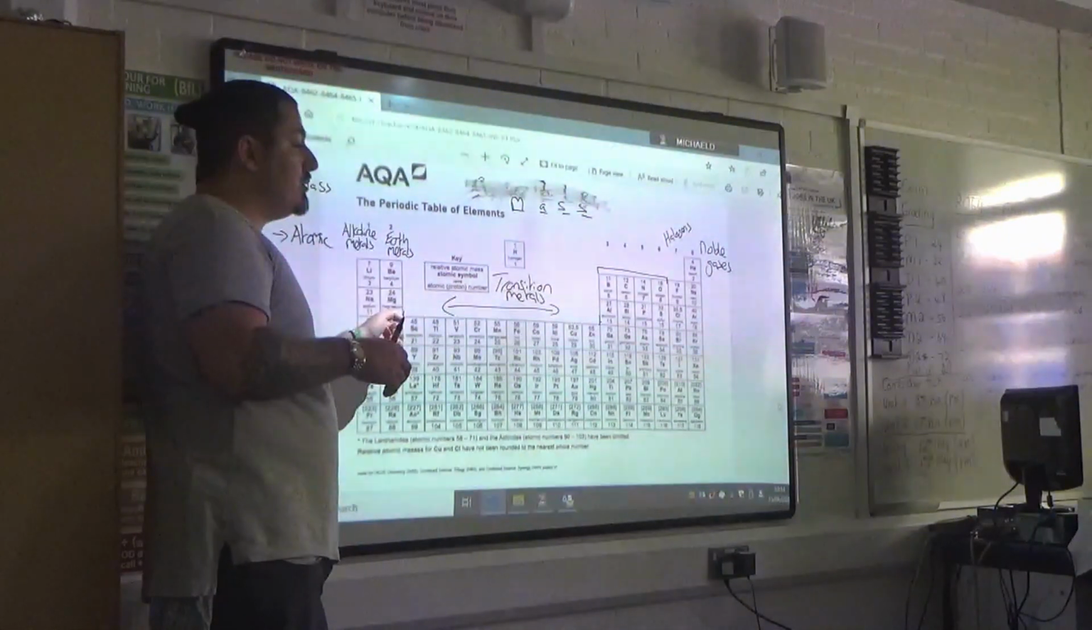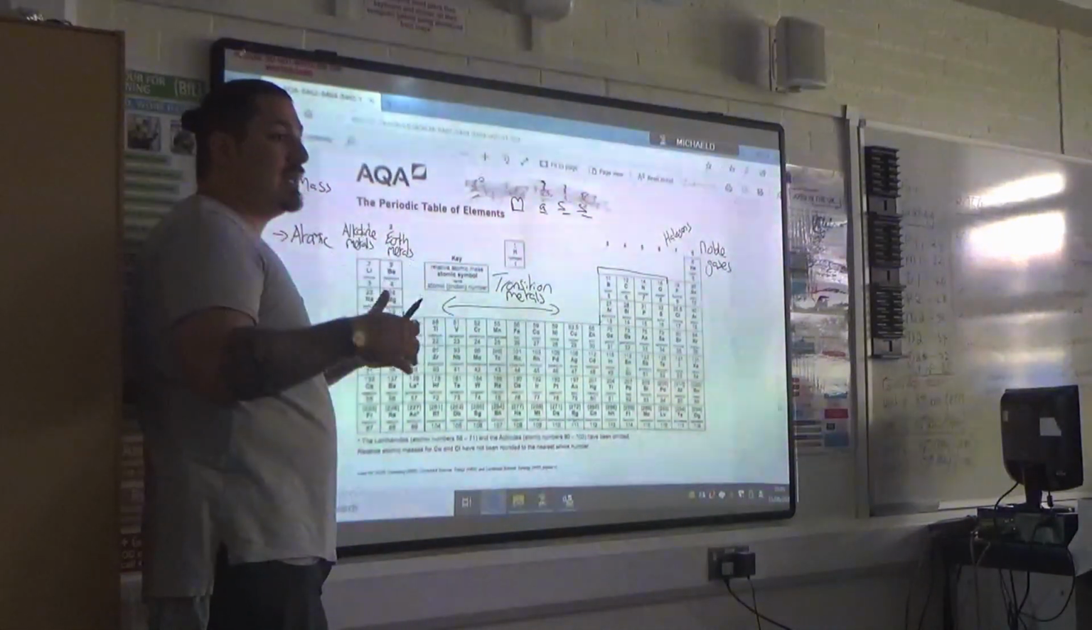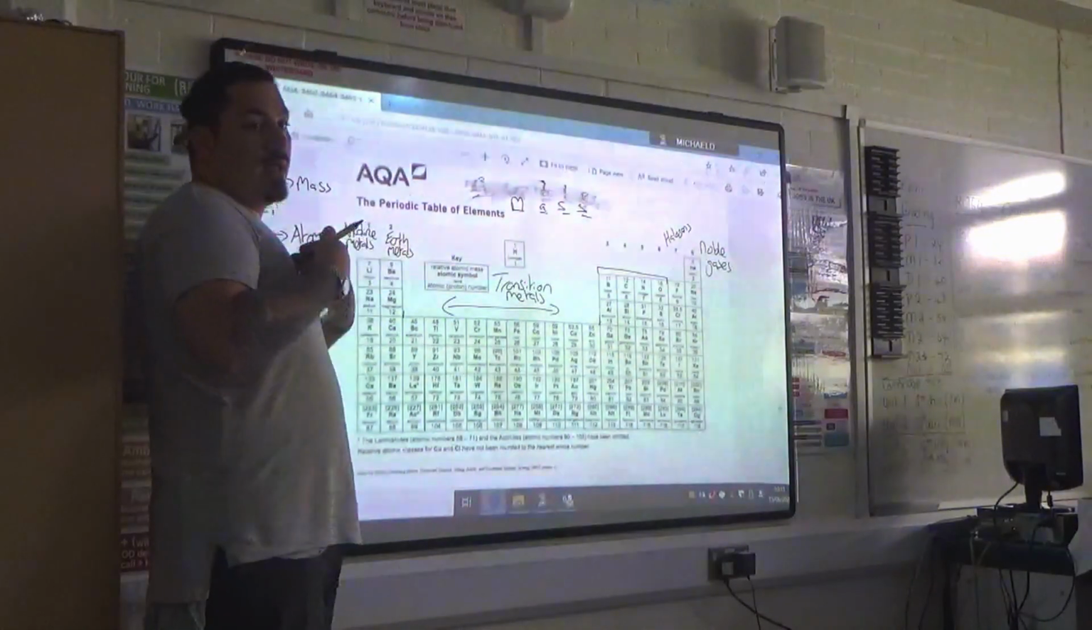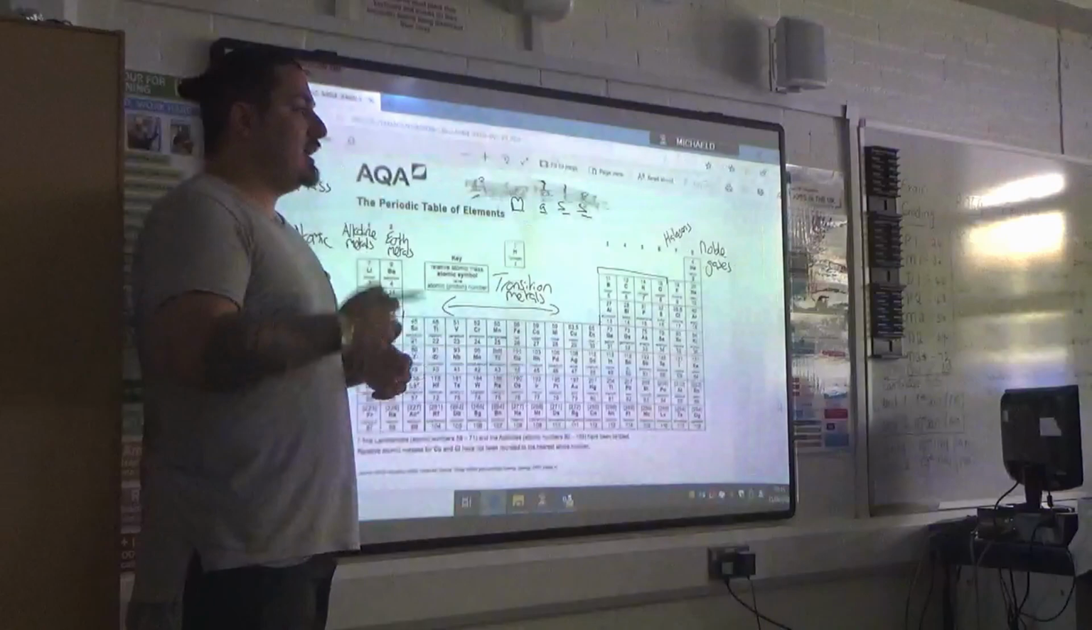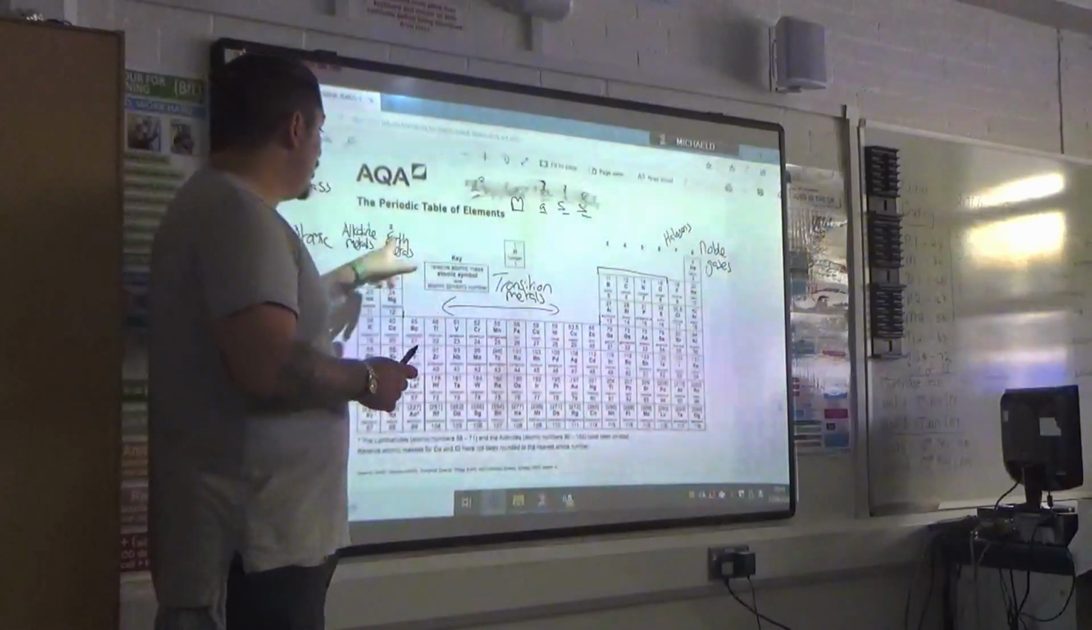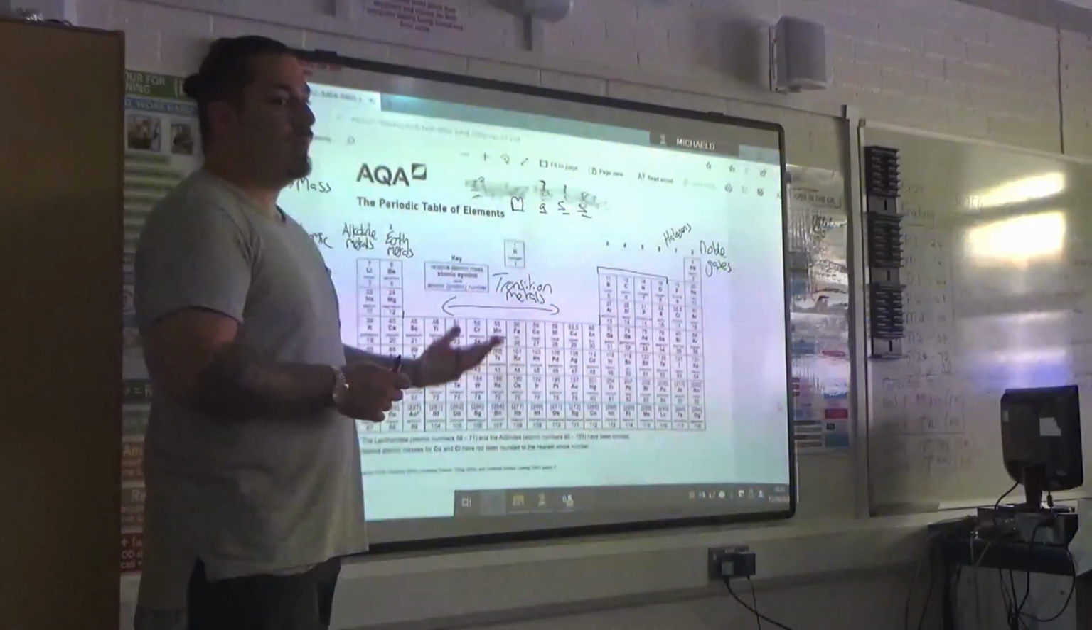Now, you can get your own periodic table. I'm going to send you this one, and you can annotate and print your own. I will make my classes ones, but you're more than welcome to take it and I'll pass it on to the other science teachers. So I normally annotate the whole thing and then send it out with all the points in it.